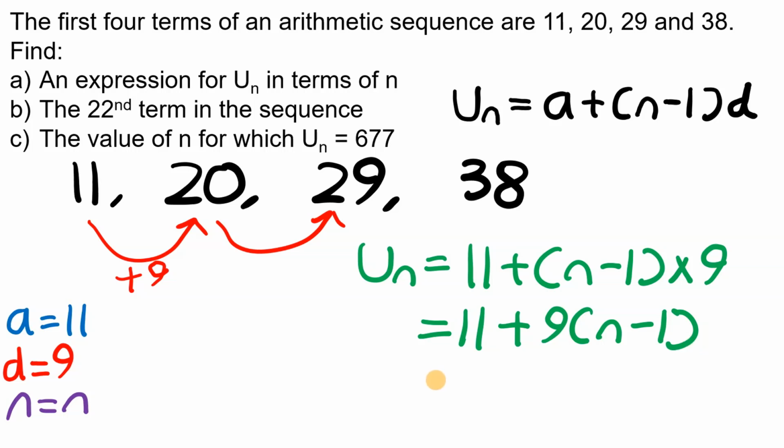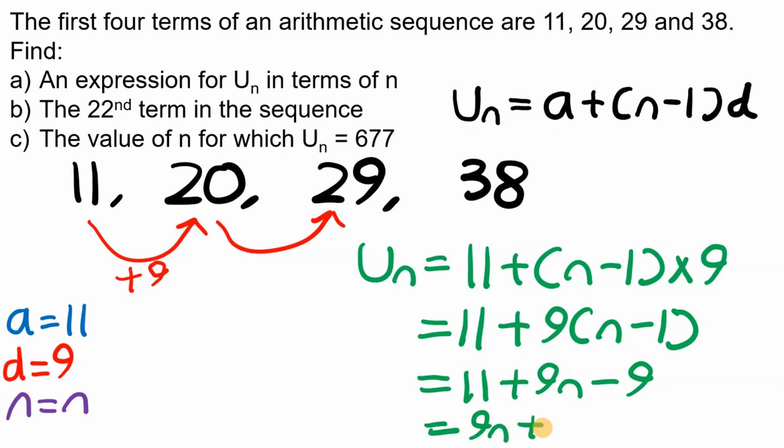And then if we expand this bracket, it's going to be 11, and then 9 times n is 9n, and then 9 times minus 1 is minus 9, like this here. And this is going to be 9n, and then 11 minus 9 is 2. So therefore un in terms of n is 9n plus 2.